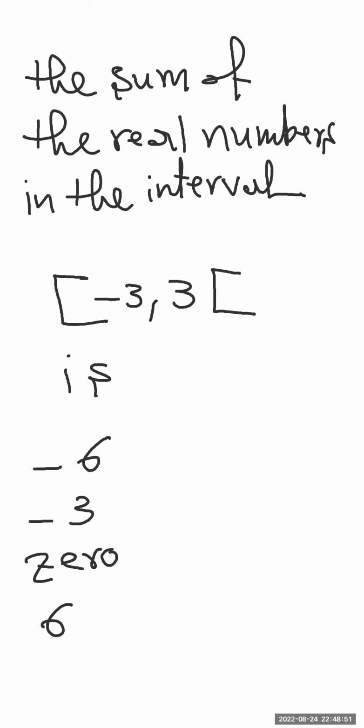Which answer is the correct one? And I need an explanation for your answer. Mr., it is -3. Why -3? Because -3 is closed and 3 is open. So what does this mean? I don't know. Explain it more for me.